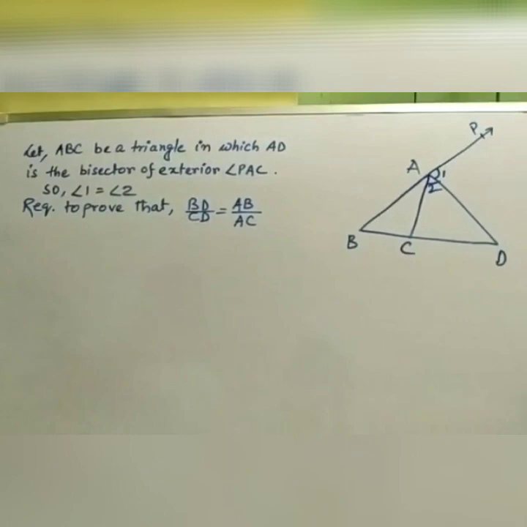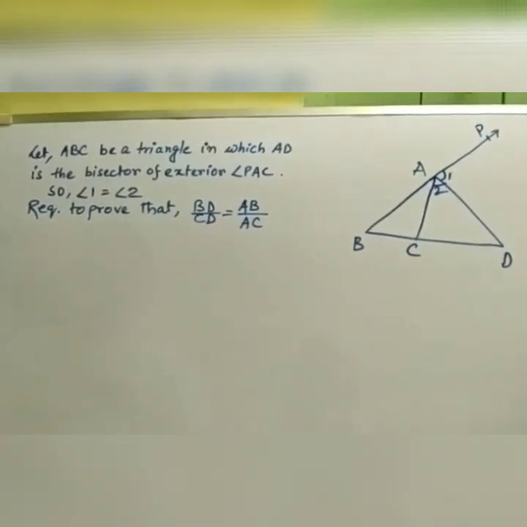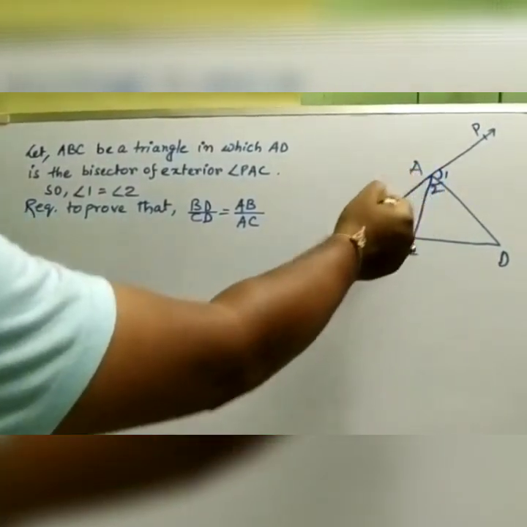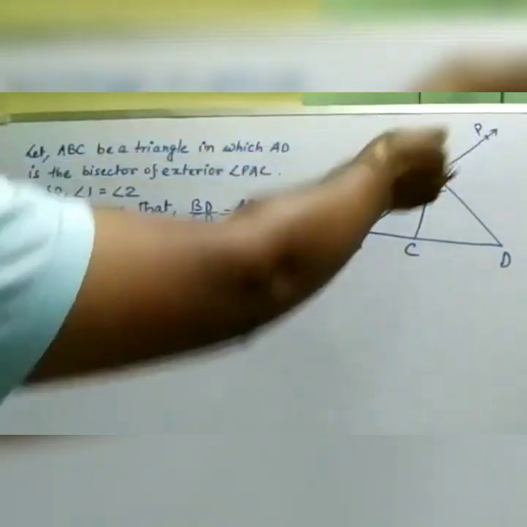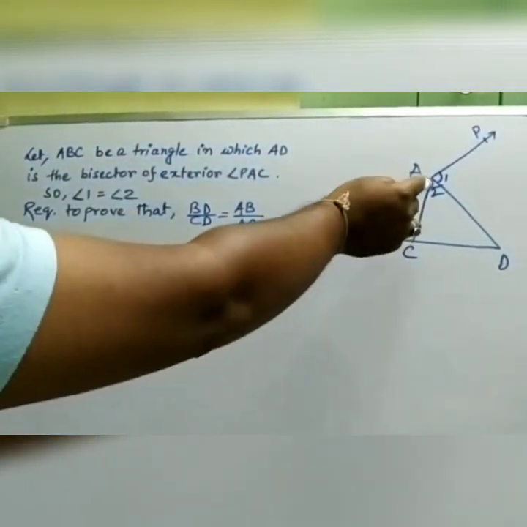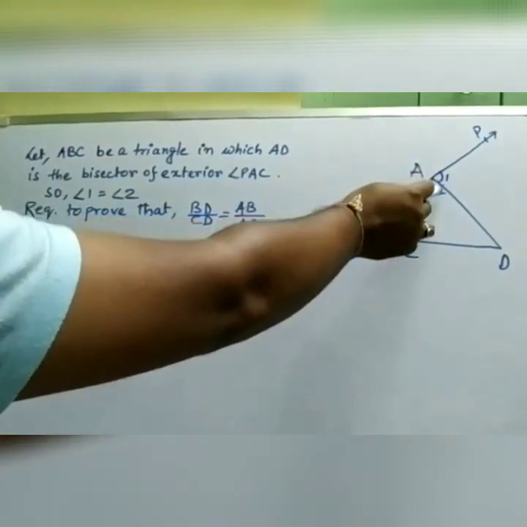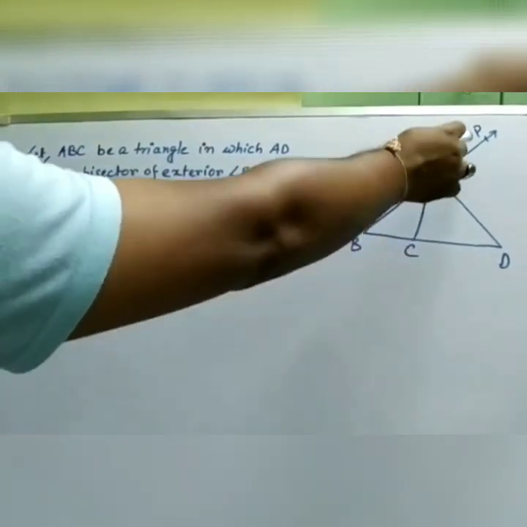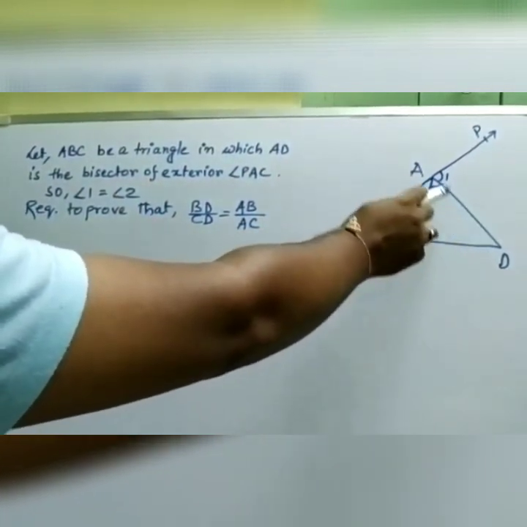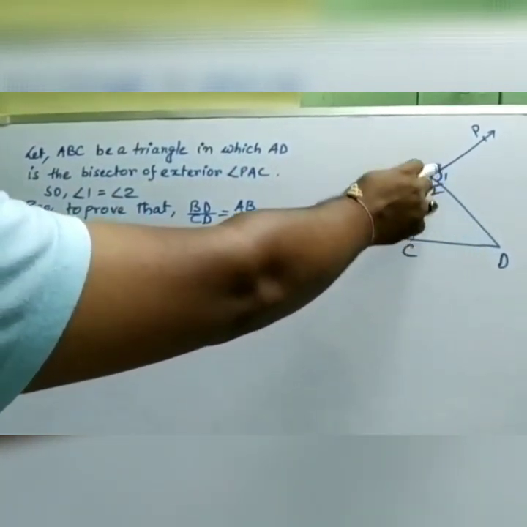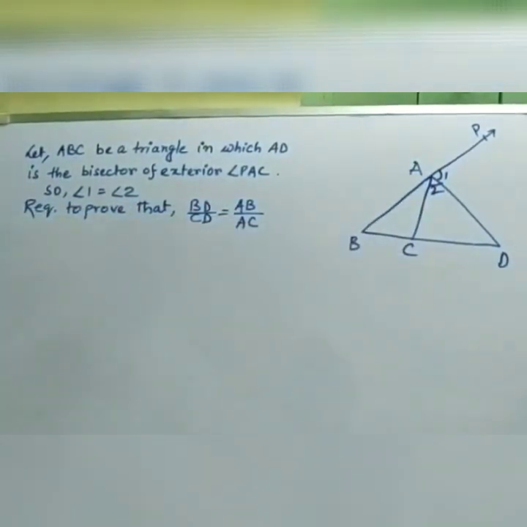So see the figure here. You can see that ABC is a triangle. This is a triangle ABC, and the side BA is extended out. So you can get the exterior angle here. That is, angle PAC is the exterior angle. So AD is the external bisector that is bisecting the exterior angle.